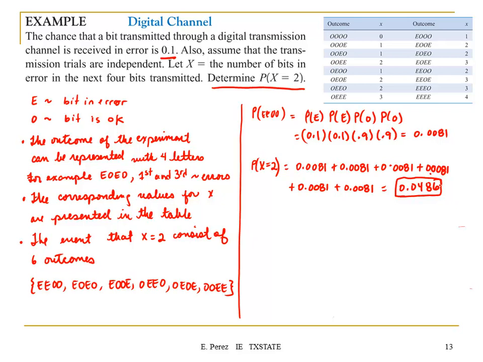Okay? But this is a very long process. So that's why we need to define some models that will help you compute this type of probability very efficiently. And that model, specifically for this type of problem, is called the binomial.